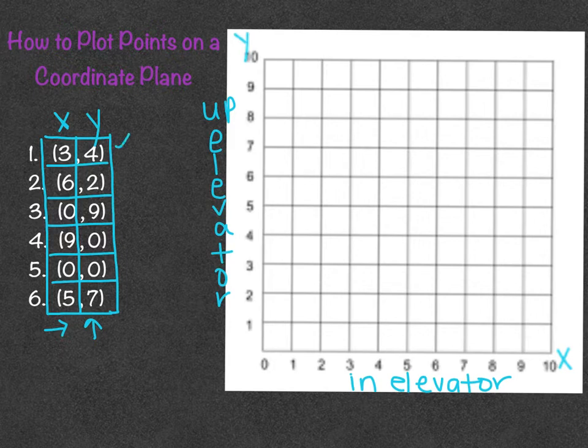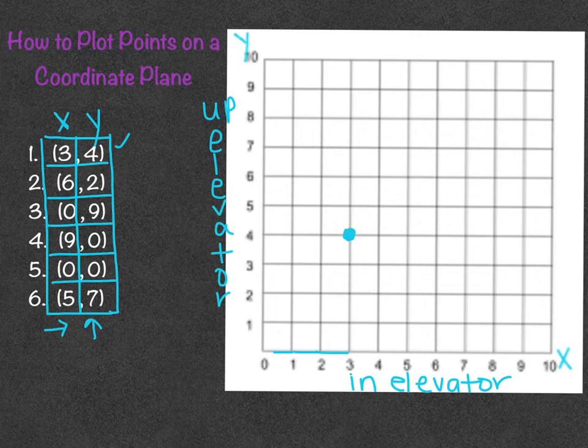So my first one says I'm going to go in 3. So on my x-axis, I would go in 1, 2, 3. And then I would have to go up 4. So then I would go 1, 2, 3, 4. So if I do that, wherever they intersect, which means where they cross, that's where I would put my first point.